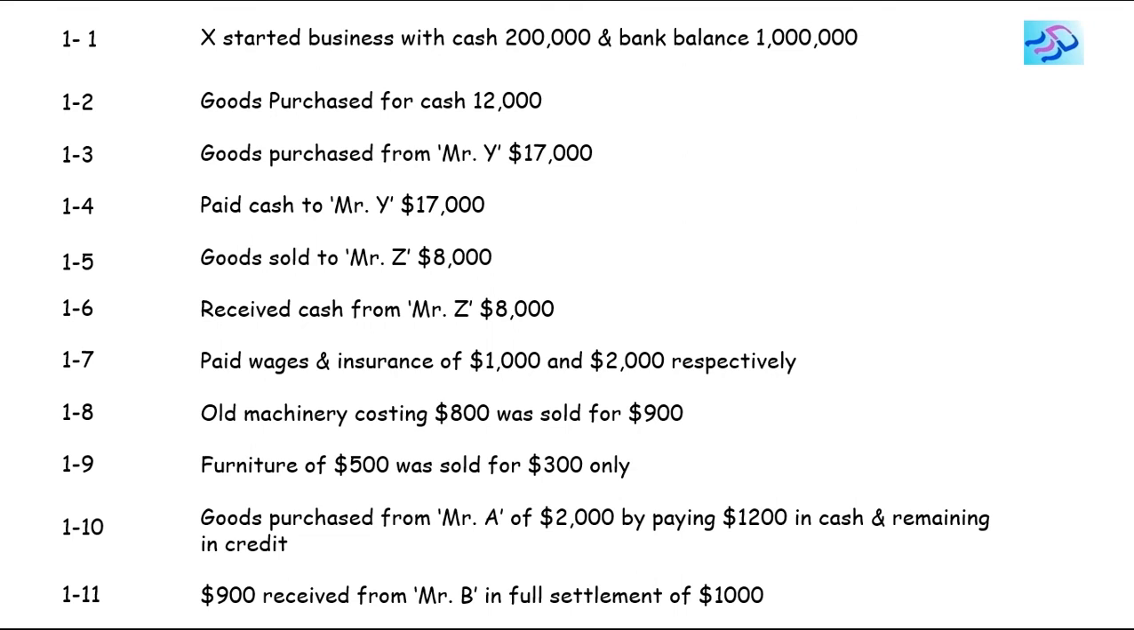The next type of entry is 900 received from Mr. B in full settlement. In this case, we need to receive $1,000, but we received only $900. That is, we gave discount to Mr. B.